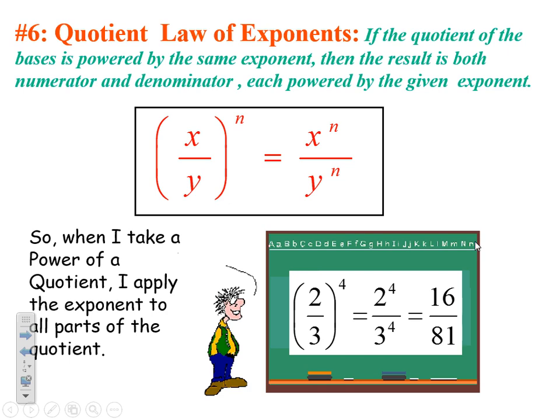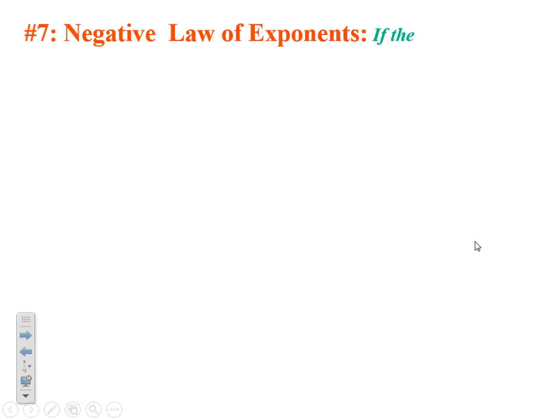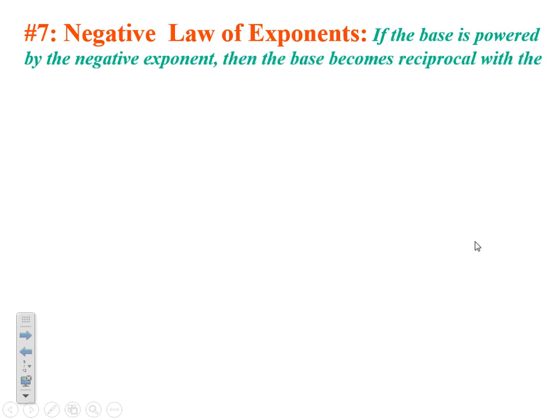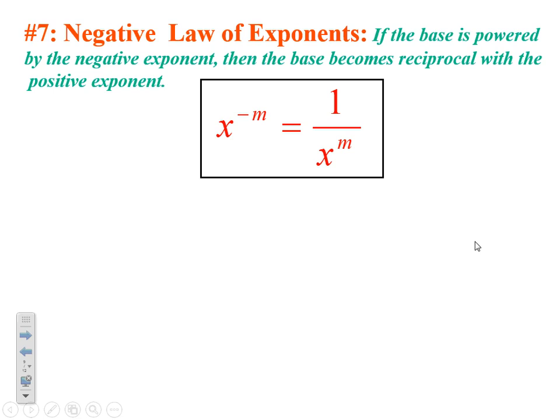All right, moving on to law number 7, ladies and gentlemen. Negative laws of exponents. If the base is powered by a negative exponent, then the base becomes the reciprocal with a positive exponent. So in terms of variables, this is what it's going to look like. I have x to the negative m power. So since I have a negative exponent, I have to use the reciprocal of x to the negative m, which is going to be 1 over x to the m, and then it's becoming a positive exponent.